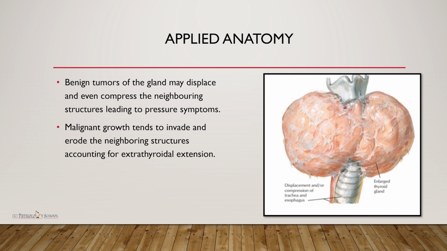The enlarged gland may displace or even compress the neighboring structures, leading to pressure symptoms. If the growth is malignant, it tends to invade or erode the neighboring structures, accounting for the extrathyroidal extension.